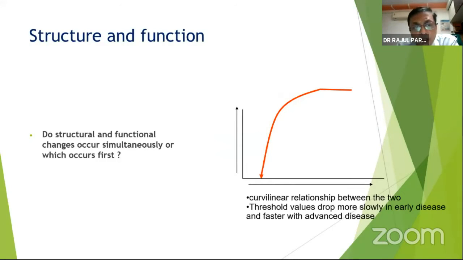The second question is, do structure and function changes occur simultaneously? Now, there is a curvilinear relationship that also is documented. The threshold value on perimetry drops slowly in early disease, and later on, it progresses faster. So it is a curvilinear relation, and there are lots of theories about it. I'm not going to talk about it because we don't have time.